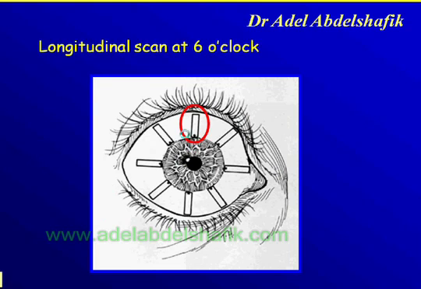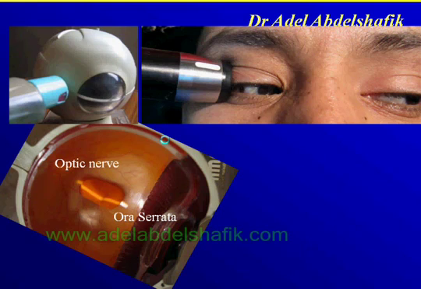Here I'm putting the probe at 12 o'clock to get an image of 6 o'clock. So this is the longitudinal section of 6 o'clock. If you put the probe here, you're having an image of 7 o'clock. If you are putting the probe here, you have an image of 9 o'clock. If you're putting the probe here, you have an image of 11 o'clock. I'm getting information of the opposite meridian. This is a longitudinal section at 3 o'clock.